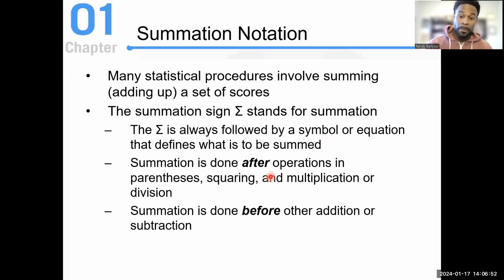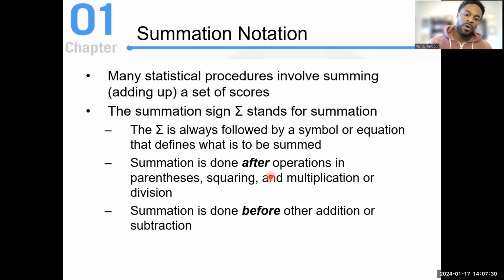Summation is done after parentheses, squaring, multiplication, and division. So when you think about the order of operations, parentheses, exponents, multiplication, division, then addition and subtraction, summation comes after those operations, in order. So when you think about summation, with the summation symbol, be mindful of that. I'll give you some practice problems after this slide, so we can practice getting the correct answer.